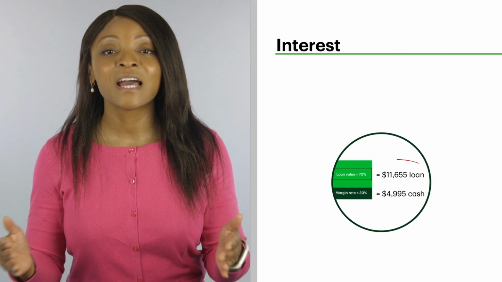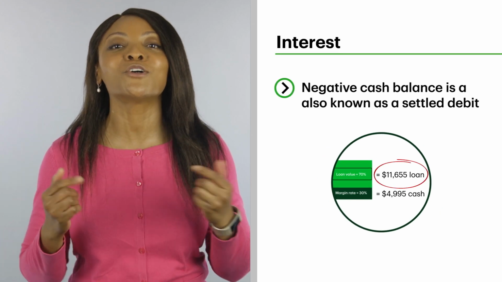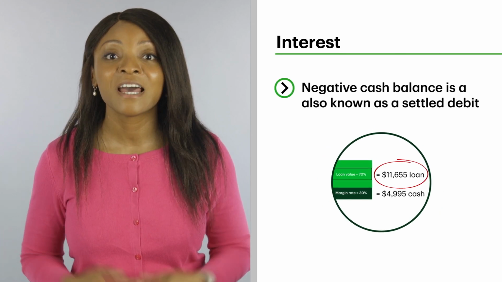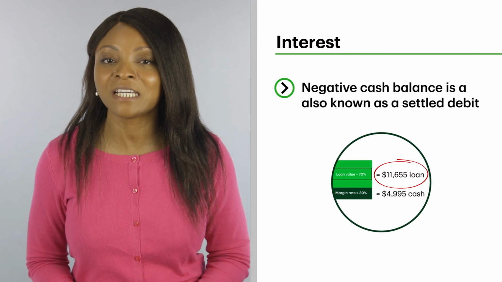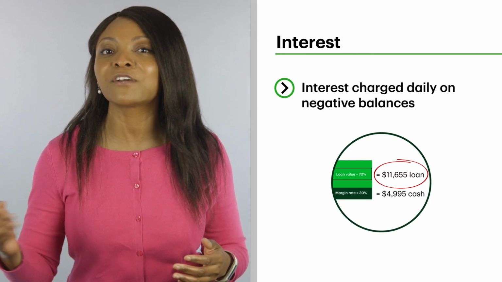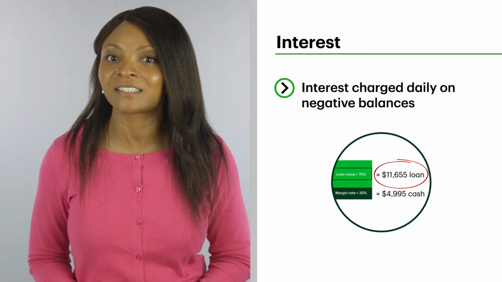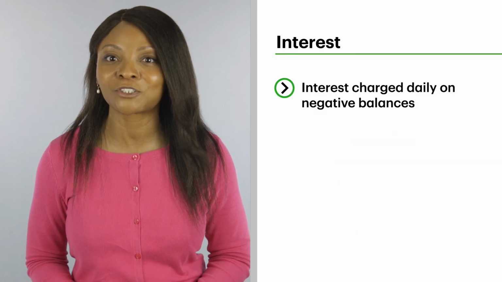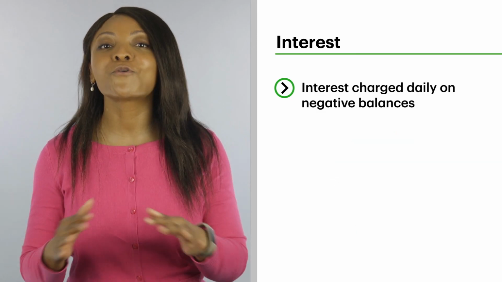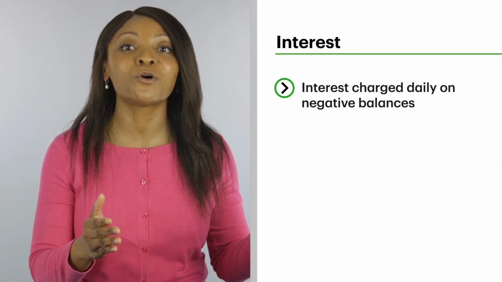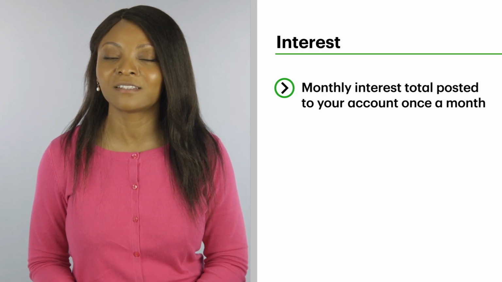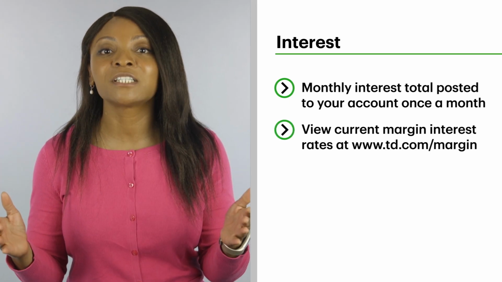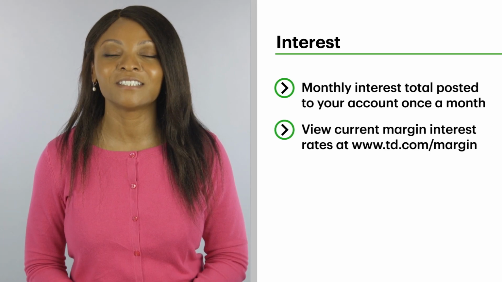In our example, the account's negative cash balance is also known as a settled debit. This means you're borrowing cash from TD and interest will be charged every single day that the negative balance exists, and you'd be liable for any interest charges. If you do accrue any interest charges, the monthly total is posted to your account once a month. To see what the current margin interest rates are, check out our website.